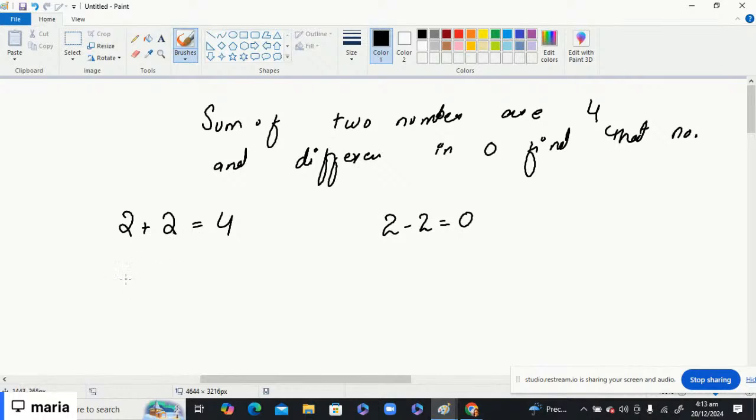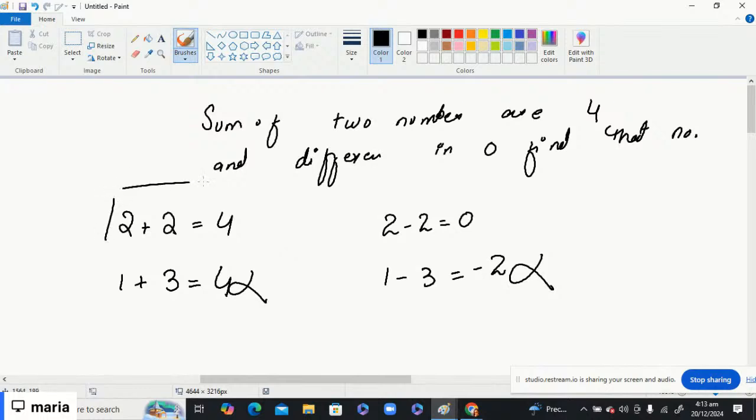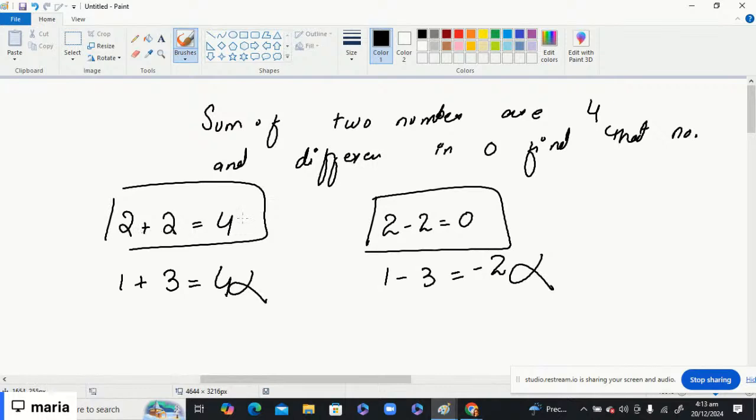For example, if you take some other numbers like 1 plus 3, this is also 4. But when you take the difference, it becomes minus 2. So this is not it. The only case in which both conditions are fulfilled is 2 plus 2 is 4 and 2 minus 2 is 0, because when you add the two numbers you get 4, and when you subtract the two numbers you get 0.